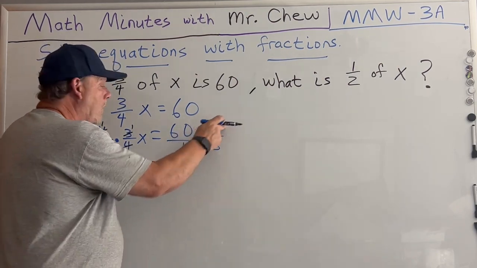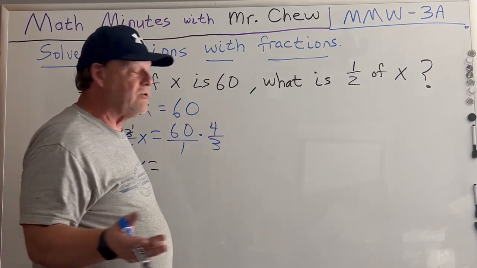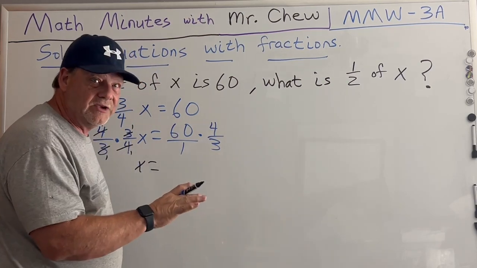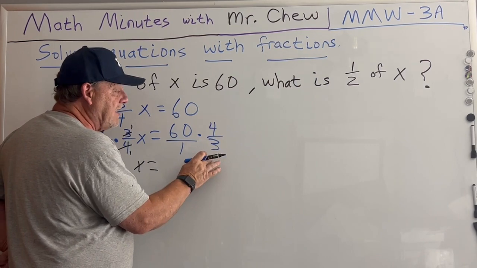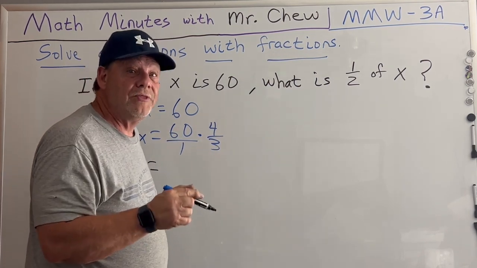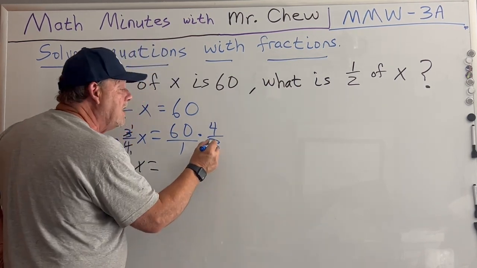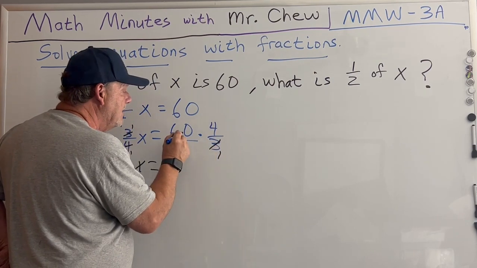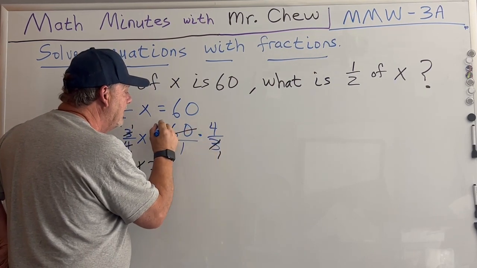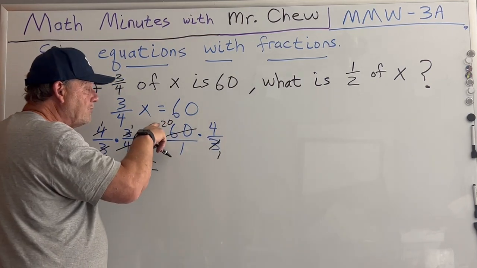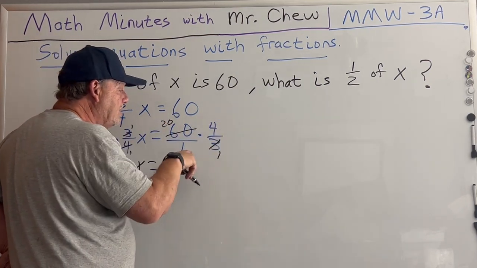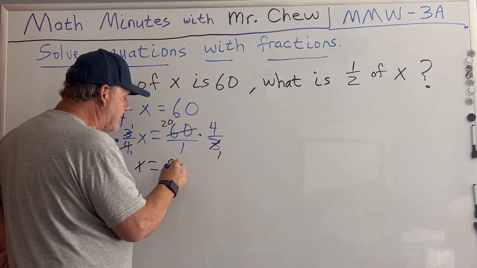Now, 1 and 4, there is no common factor other than 1, so I don't do any canceling of the common factors there. But 3 and 60, I can divide them both by 3, so there's a common factor of 3. 3 divided by 3 is 1. 60 divided by 3 is 20. So I've got x equals 20 times 4, which is 80, over 1, which is 80.